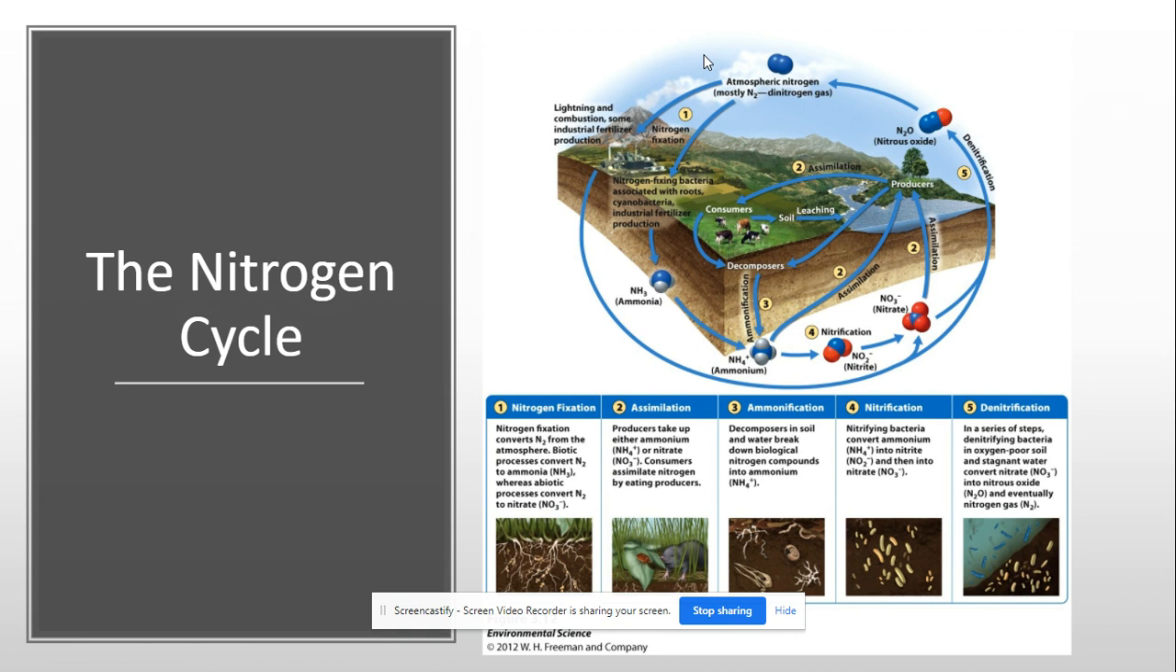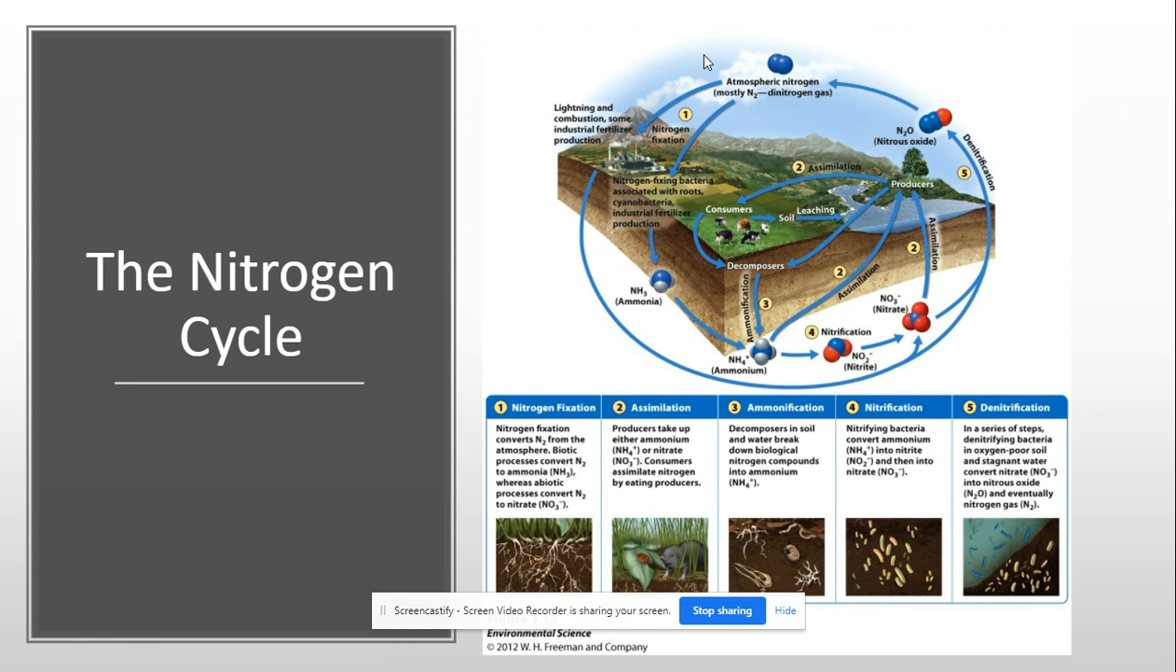So that N2 gets converted in a biotic process into ammonia, or NH3, or abiotic processes like lightning, for example, can convert that N2 into nitrates. The step two there, that is assimilation. So now that nitrogen's been fixed, producers can either take it up in the form of ammonium, NH4, or nitrate, NO3.